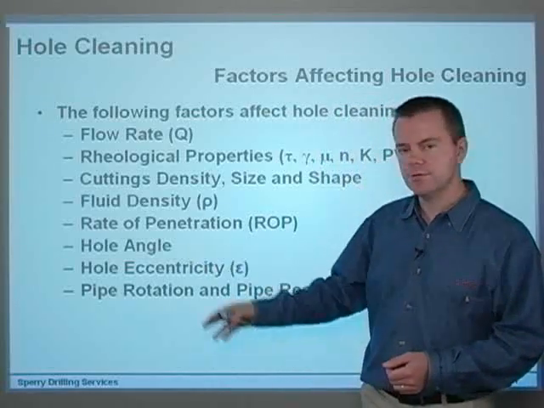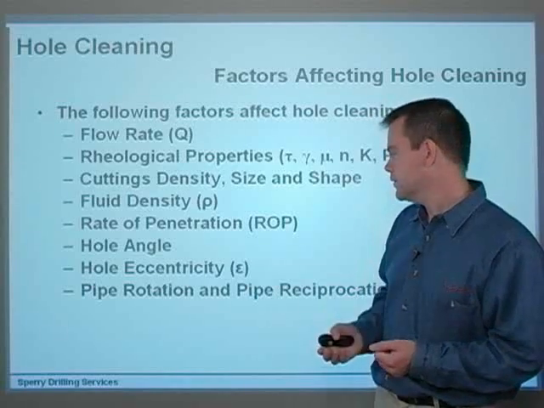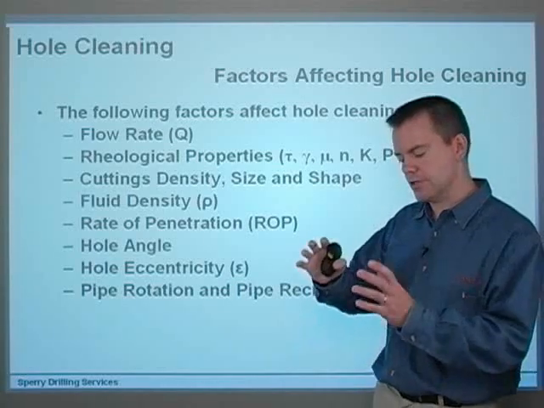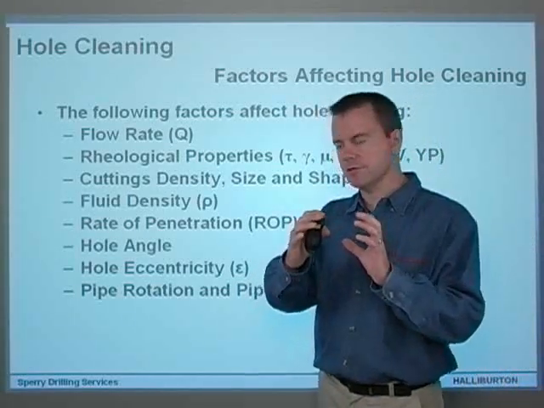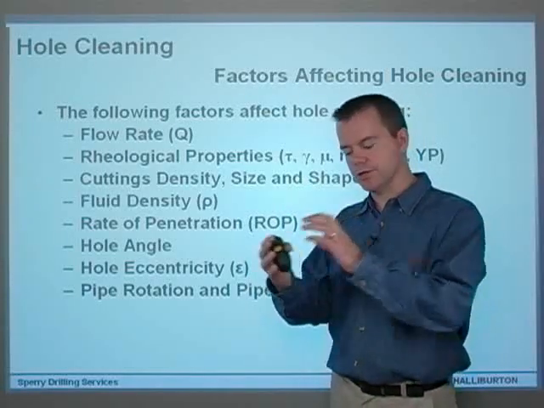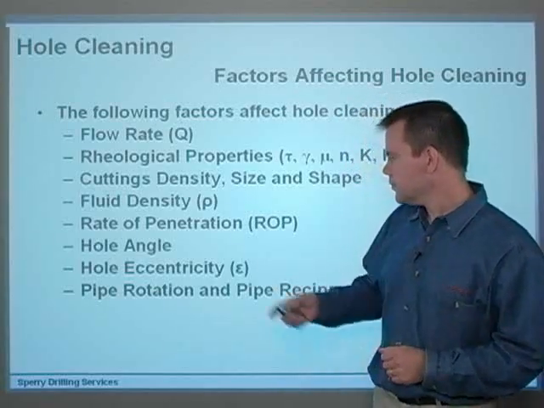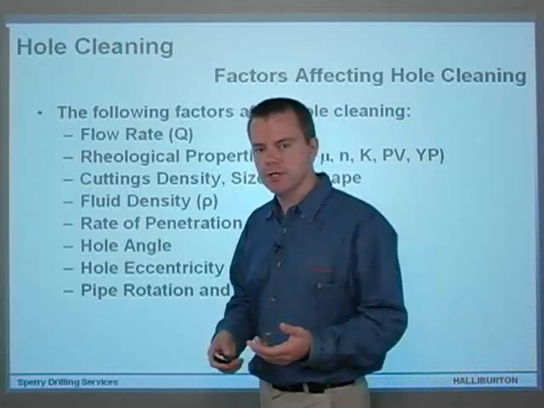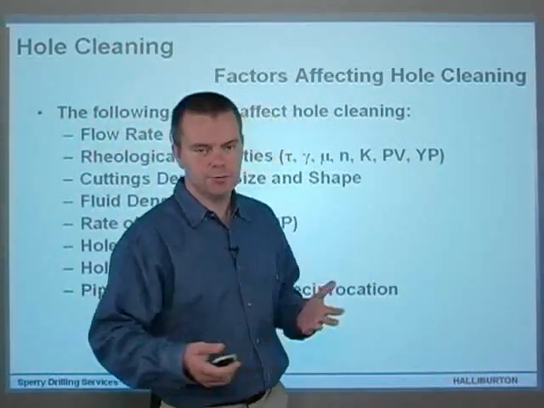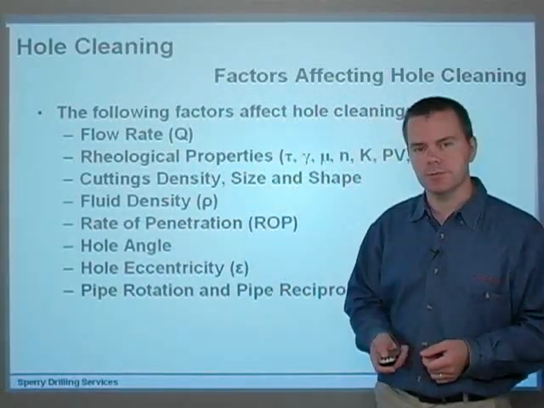You've also got hole angle, as in different angles, but as we'll find out, different angles are harder to clean than others. Borehole eccentricity, which is the symbol epsilon. We've talked about that before. That's how far off-center the pipe is within the wellbore. It can be concentric or it can be totally eccentric, so it can go from 0 to 1, basically. Pipe rotation and pipe reciprocation, as in moving the pipe around and lifting it up and down. That's basically going to help with cleaning. We'll find out how much it might help and where it might help in a short time.